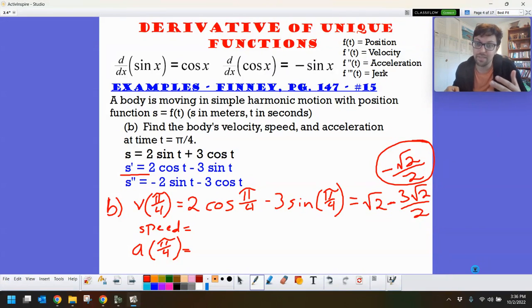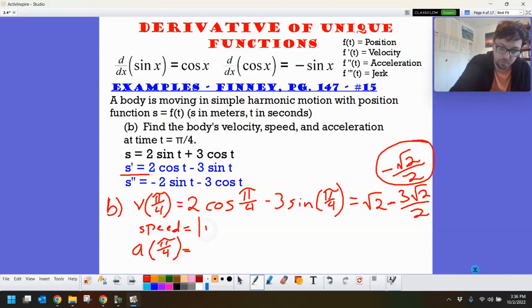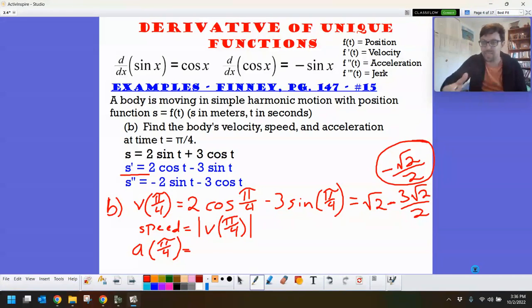What speed is: it's velocity without direction. So velocity tells us if we're going forward or backwards. Speed just tells us how quickly we're going in whatever direction that we're going. So it's just the absolute value of our velocity, so the absolute value of v of pi over 4. Velocity gives us direction. Speed does not. So it is just going to be the positive version of what we just got. So that's the square root of 2 over 2.